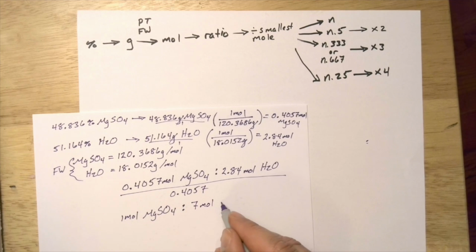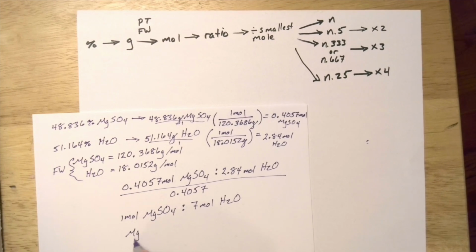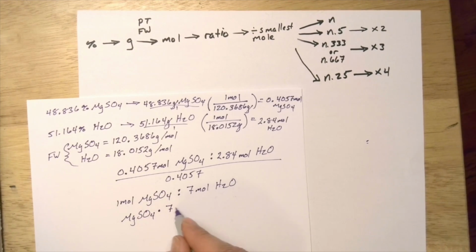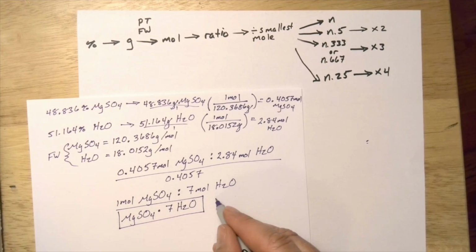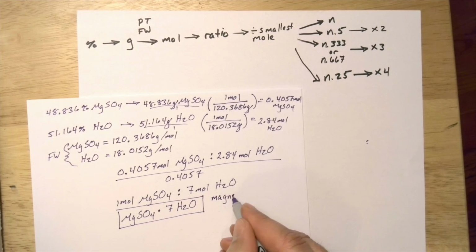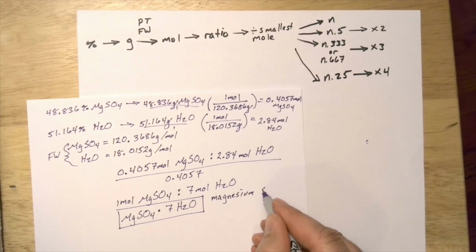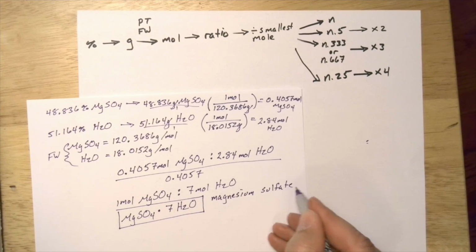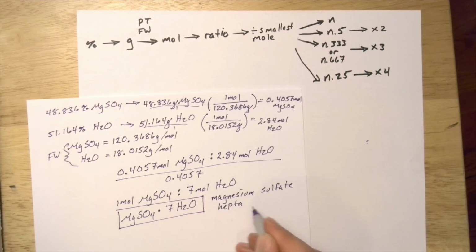Basically, it should be 7 moles of water, which means the formula is MgSO4. And because this is a hydrated compound, this is where you have the dot, and you're going to have 7 H2O. And that's your formula right there. So the name of the compound is magnesium sulfate heptahydrate, where hepta means 7, and hydrate means water. Common name for it is Epsom salt.